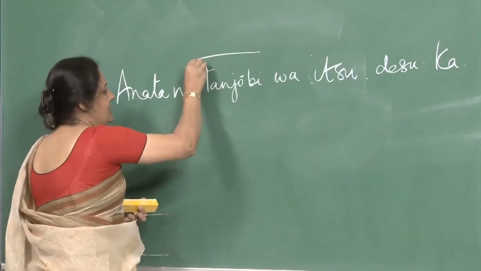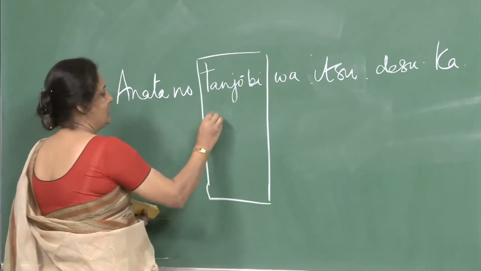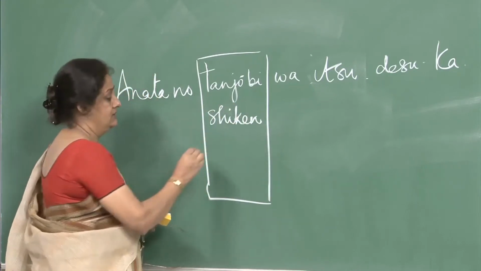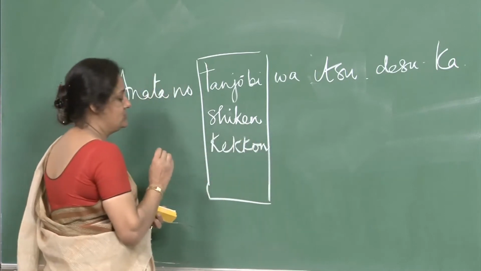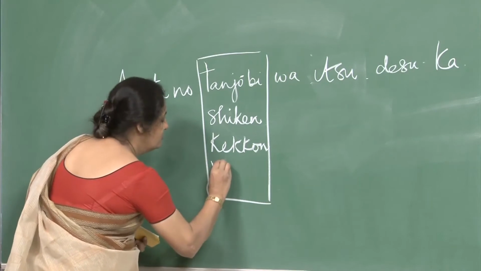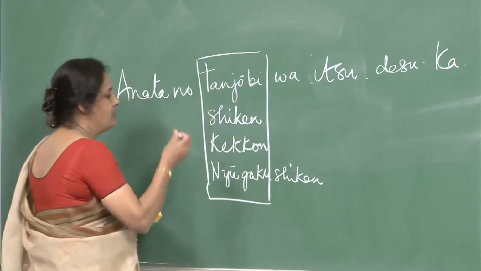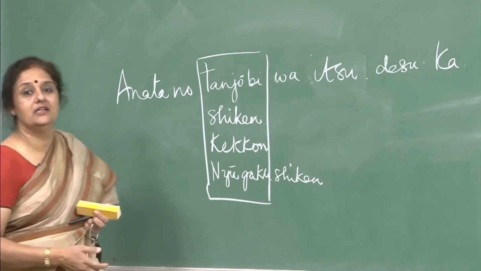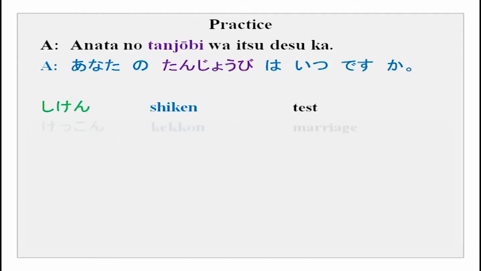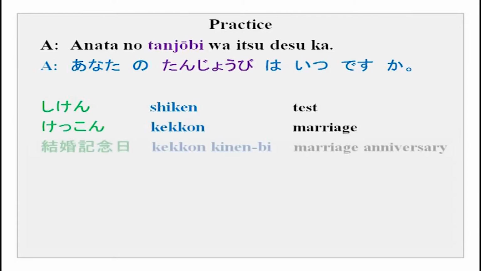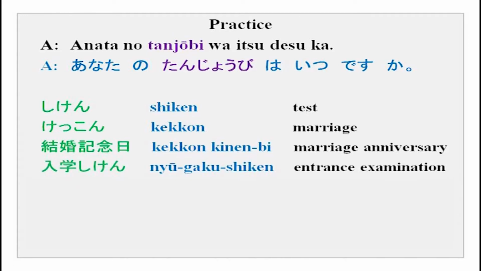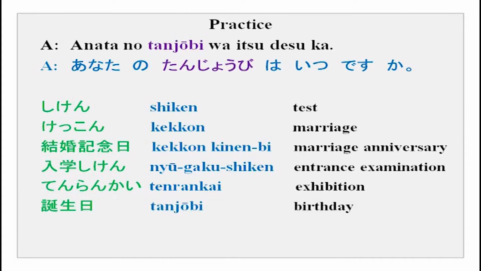Well, over here, instead of 誕生日, as you can see over there, you can replace it with 試験 which is test, 結婚 which is marriage, and 入学試験 which is entrance exam, or anything party. あなたのパーティーはいつですか. Any of these you can replace it with over here. So many are given. 試験 is test, 結婚 marriage, 結婚記念日 marriage anniversary, 入学試験 of course you can see is entrance examination, 展覧会 exhibition, and 誕生日 birthday as we are doing.